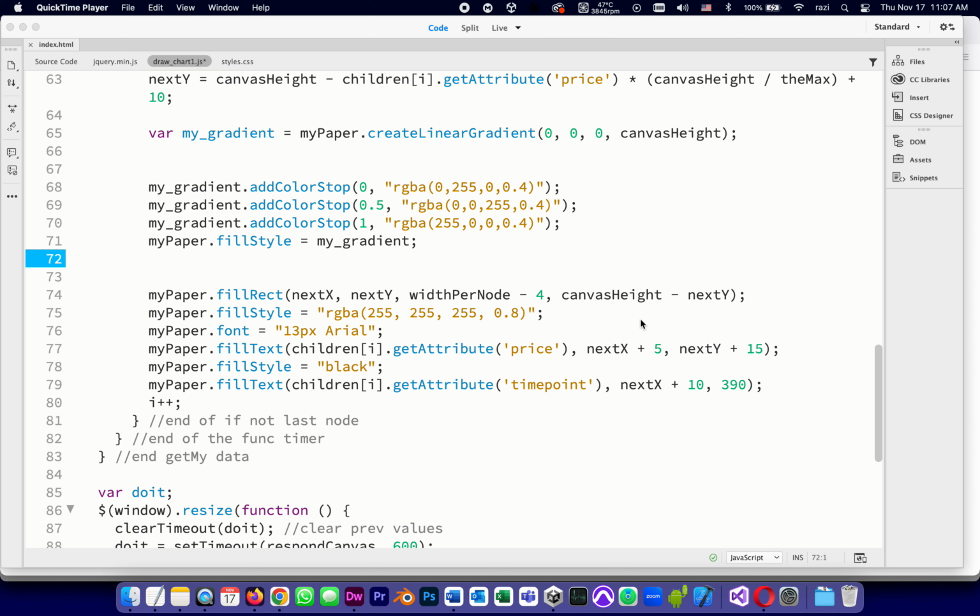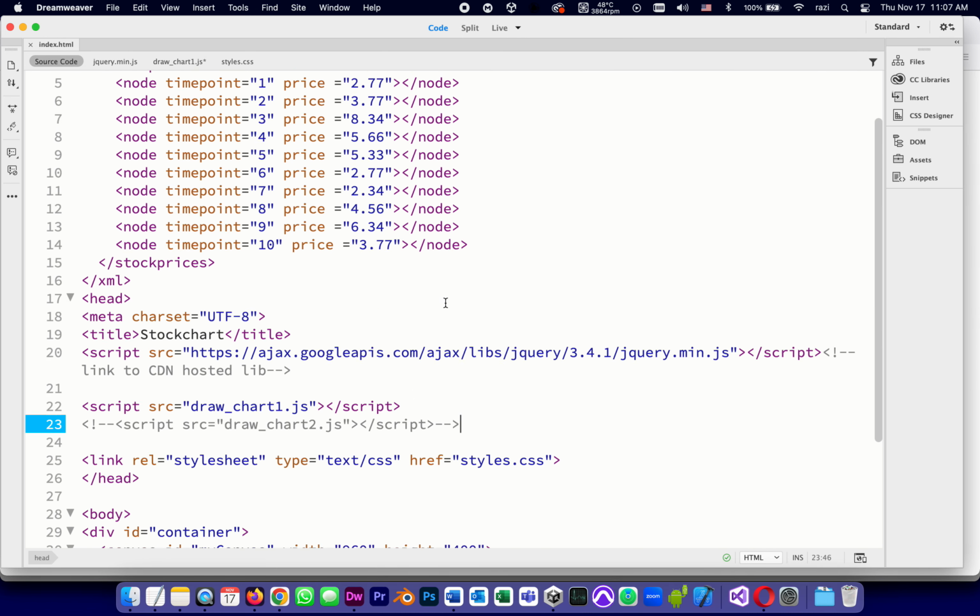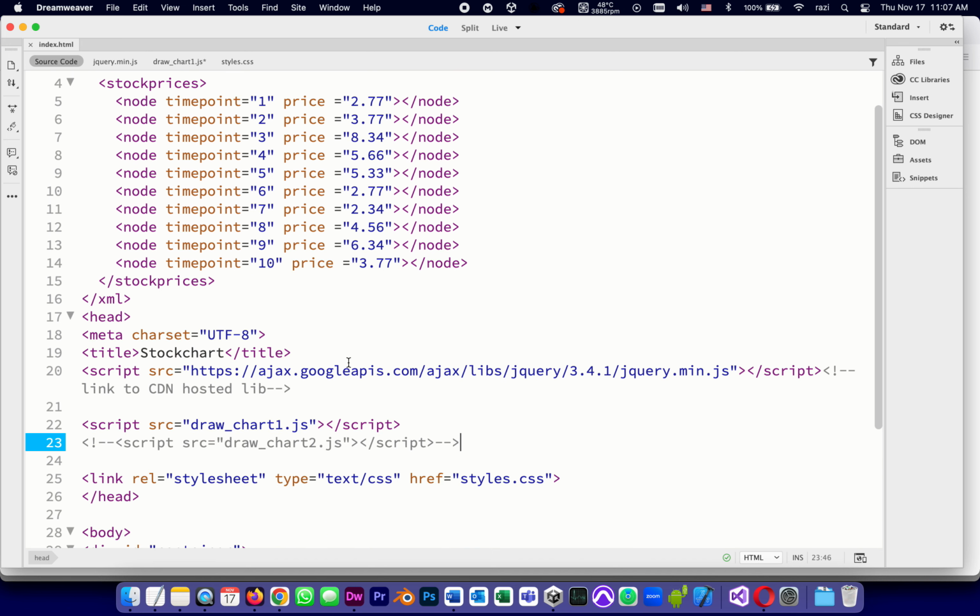This short tutorial is designed to explain the differences between the two versions of the way the chart is drawn in this example called stock chart. So I'm going back to the source code. What we went over in class uses drawchart2.